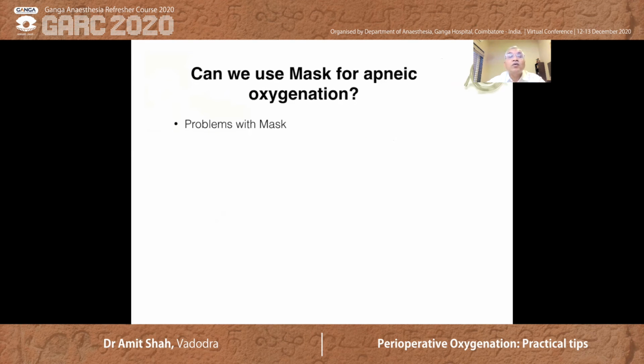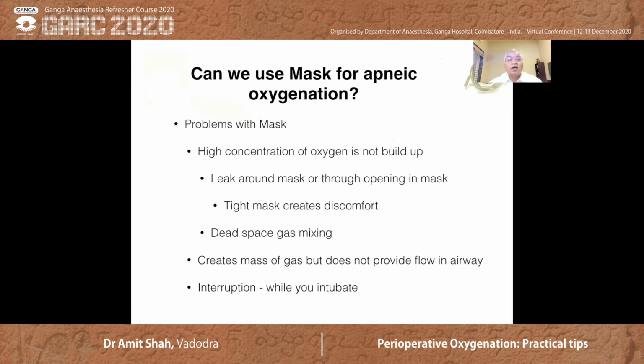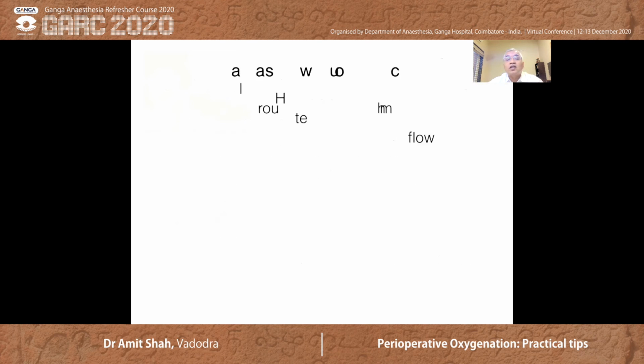So can we use mask for apneic oxygenation? Now, what are the problems with the mask? High concentration is not built up. There's dead space mixing. It creates a mass of gas but does not provide flow in the airway, and you need to remove the mask while you are intubating. So there is interruption of flow, and there is no flow while you are trying to intubate. So mask cannot be used for apneic oxygenation. What you need to use is nasal oxygen.